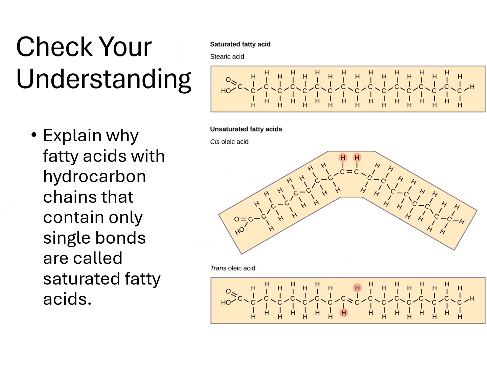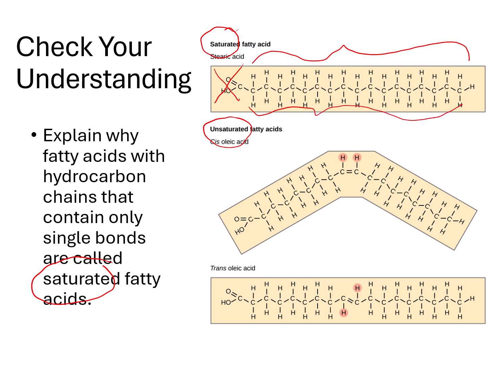Our first checkpoint asks why fatty acids with hydrocarbon chains that contain only single bonds are called saturated fats. Remember that when we're talking about saturated versus unsaturated, we're not looking at the head, just at the tail portion. In saturated fatty acids, each carbon is bonded to the maximum number of hydrogen atoms possible. There are no double bonds present, so the chain is saturated with hydrogen. This gives the chain a straight, flexible shape and makes it solid at room temperature because other fatty acid tails can pack tightly against this one.